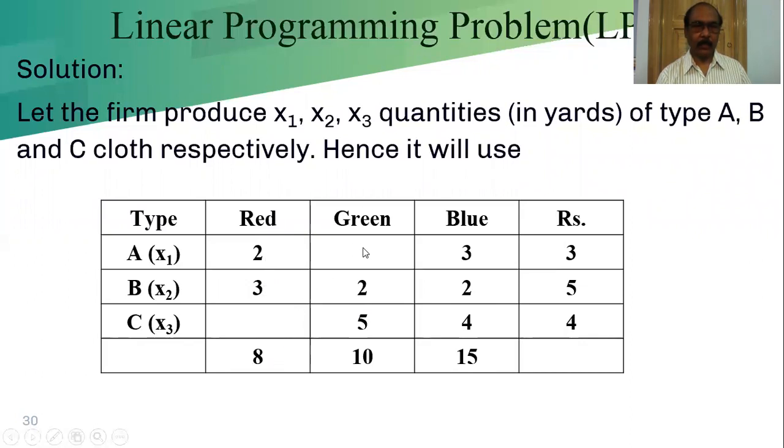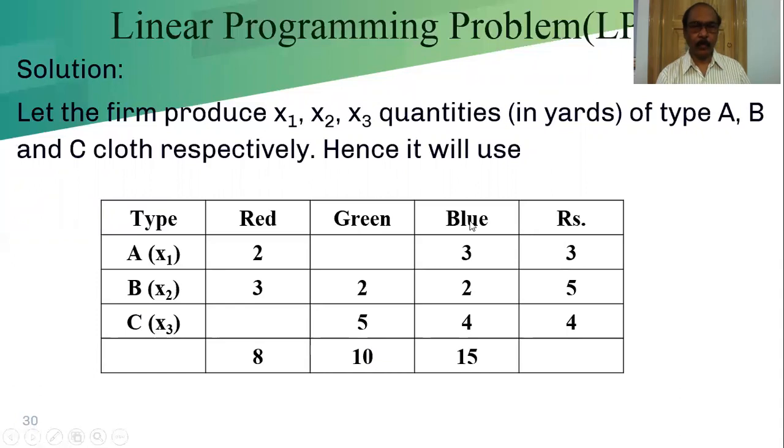For the green wool, we can write 2x2, where x2 is the variable. So 2x2 plus 5x3 is less than or equal to 10, because the consumption can never exceed how much we can consume. It can never exceed 10 because we have a stock of only 10 units. So 2x2 plus 5x3 ≤ 10.